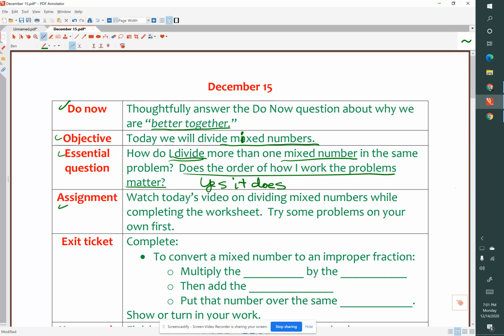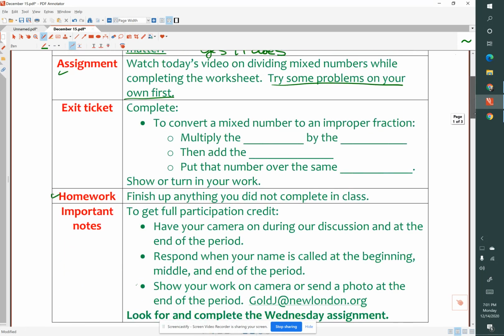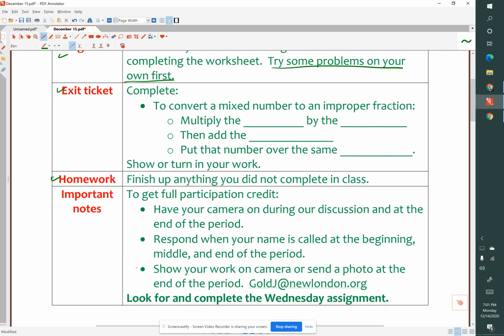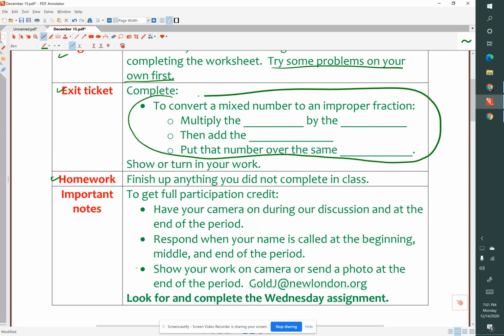Our assignment will be to watch this video and work today's worksheet. Try to do some problems on your own before you check them with my work. For our exit ticket, we will complete the process for converting a mixed number to an improper fraction. And for homework, I want you to finish up anything that you did not complete in class.